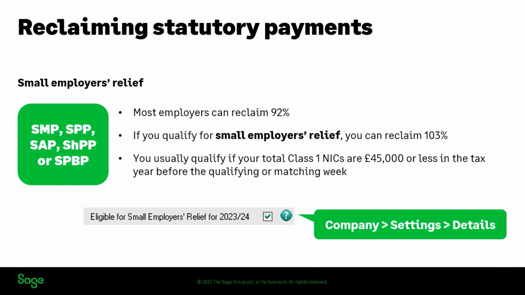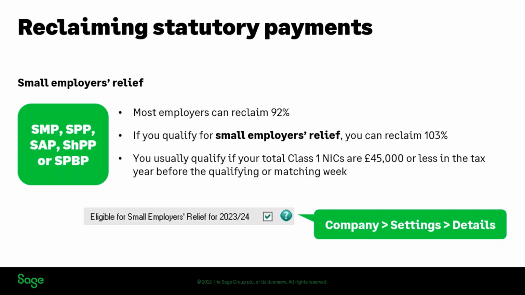The reason we mention this up front is that you will need to make sure that you've set up small employers relief before you process any maternity pay in order to reclaim the correct percentage. Or if you don't qualify for small employers relief, you should check that you're not set up for it. That way, you know that when it comes to the reclaim, you're going to be getting the correct amount back.